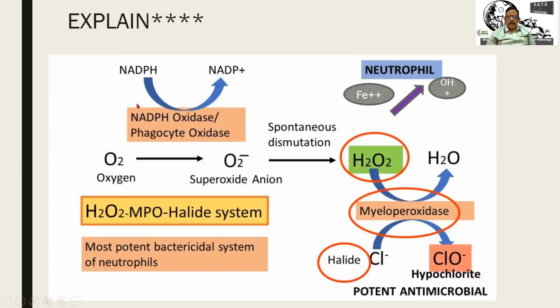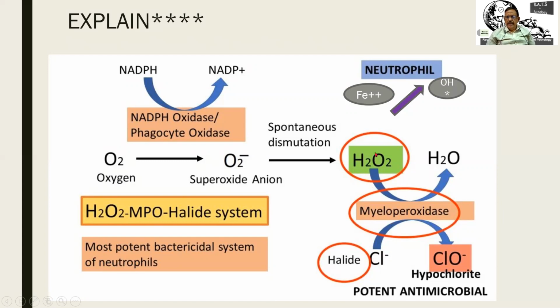As I told you, a lot of energy is required, so NADPH is converted to NADP by means of NADPH oxidase. During this process, oxygen is converted to oxygen ion or superoxide, and the process continues. There is something called dismutation, and the superoxide anion gets converted to hydrogen peroxide. Hydrogen peroxide itself is later on inactivated to water by means of the enzyme called myeloperoxidase. So myeloperoxidase is another enzyme that will be causing the inactivation.